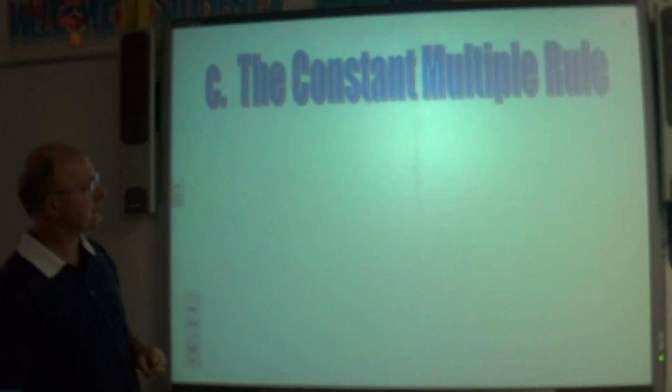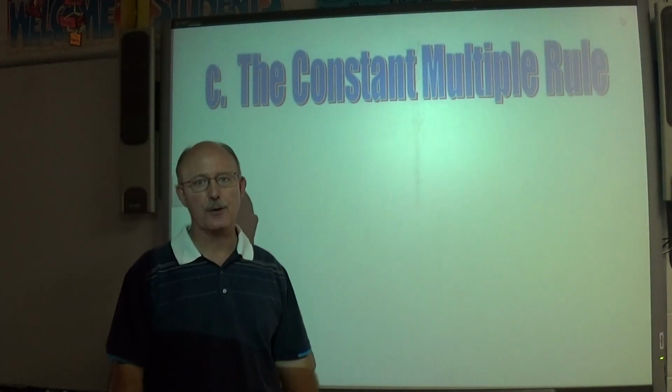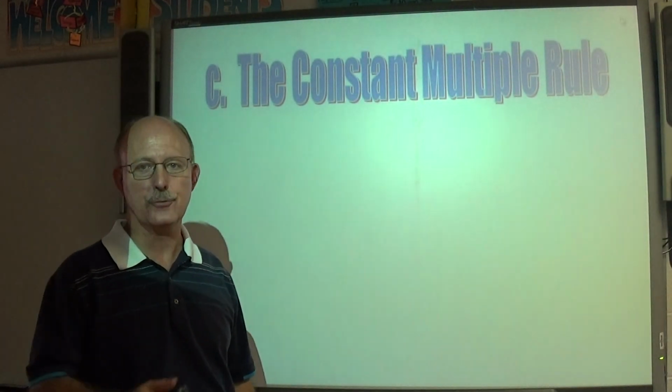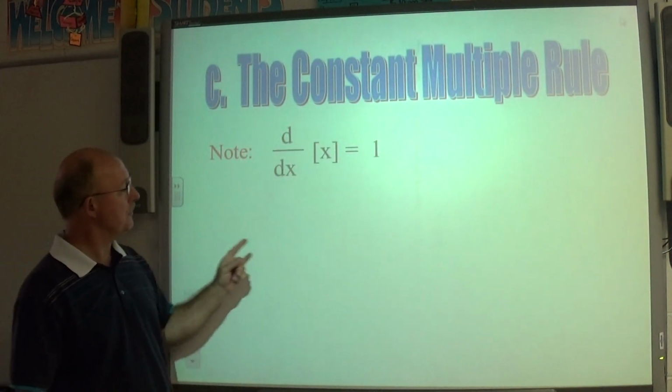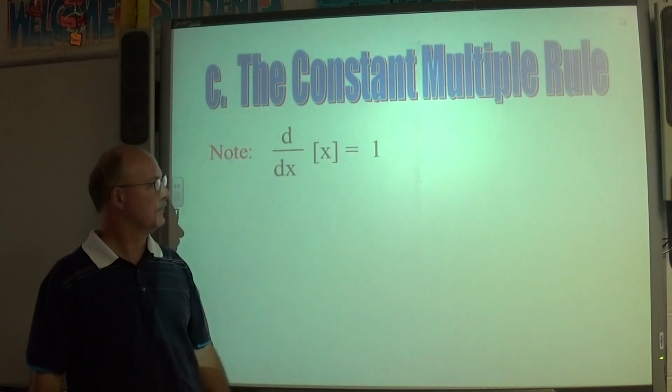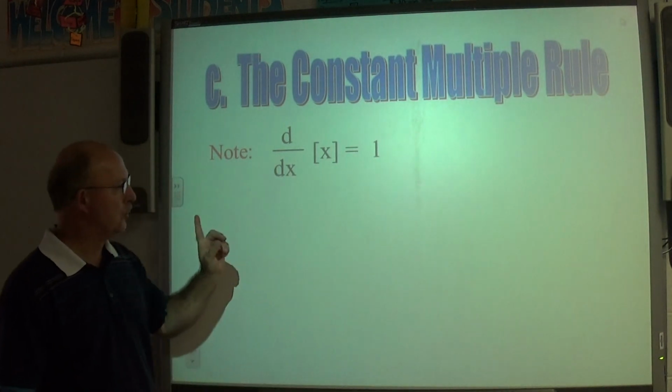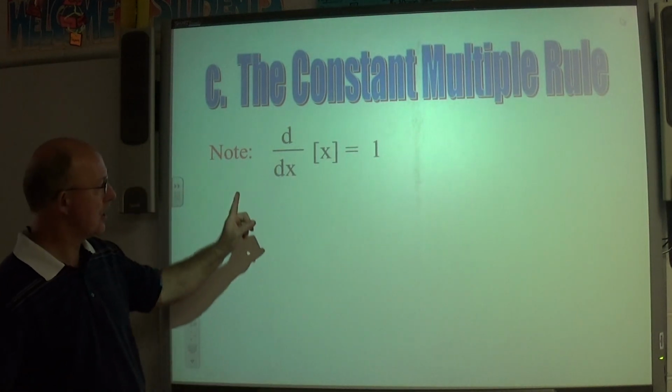Okay, let's move on and look at something called the constant multiple rule. This is what the constant multiple rule says. First, a little note: the derivative of x is equal to 1. Let me show you why this is true.